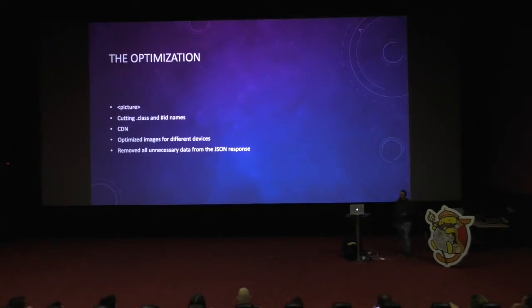But if you open that from a desktop computer, you will see the iMac. If you open that from a tablet, you will see a tablet. If you open it from a phone, you'll see a phone. And the images inside have their own versions of the showcase. So for example, if you open it on mobile, you'll see a screenshot of the website from a mobile. If you open it from a tablet, etc. And as I mentioned before, we removed all of the unnecessary data from the JSON response.